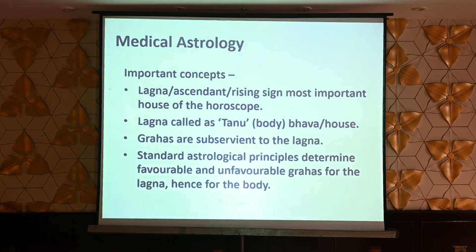Now, first important concept, Lagna or ascending or the rising sign. This is the most important house of the horoscope, also known as Tanum Bhav, therefore it indicates the body. So, Grahas are subservient to Lagna.